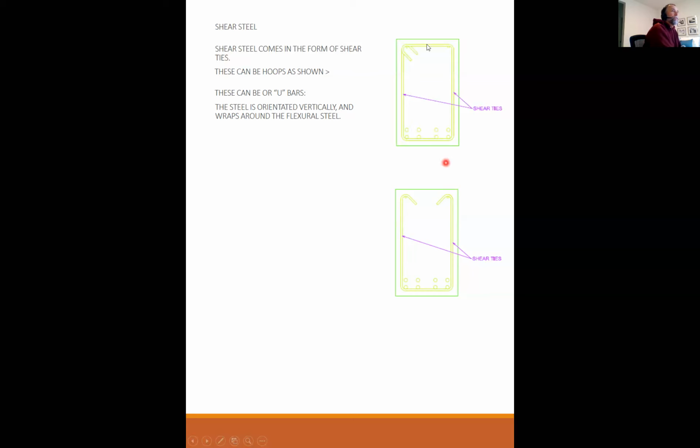For shear steel, the horizontal pieces don't really count. That doesn't really add anything to your shear design. It's only the vertical legs that are helping to resist the shear. Any questions about that?